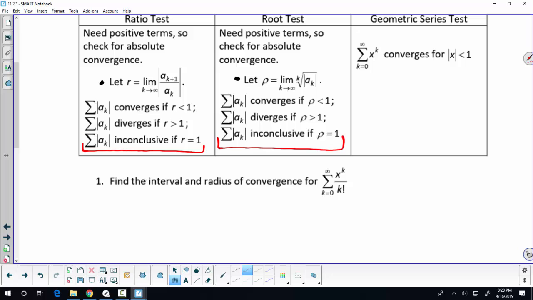So what that boils down to in practice, when we're testing these functions or these series, is that we have to test the endpoints of the interval of convergence. You've got to manually test those. It's not absorbed or determined by these tests.